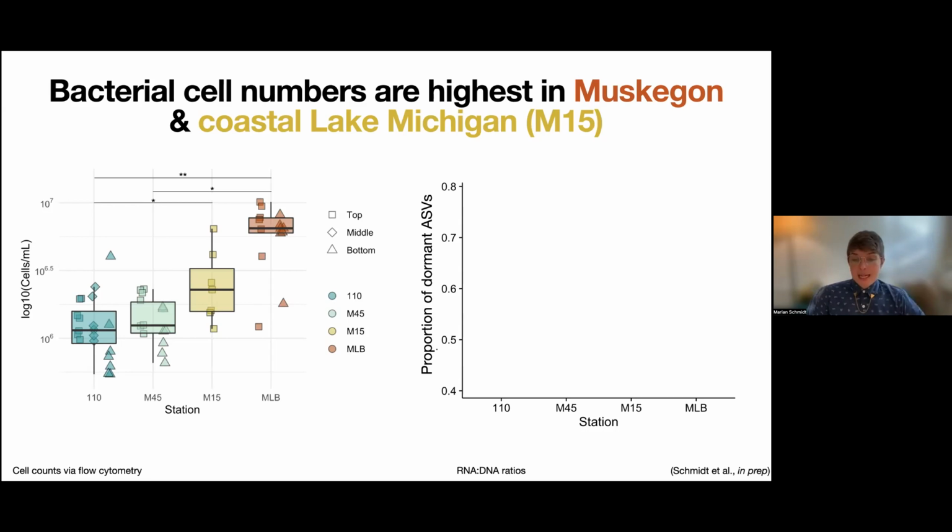If we take the analyses from the high throughput sequencing data and look at which ones are more abundant in the RNA versus the DNA, then we can get a sense of each of the OTUs, or in this case, I was making ASVs, amplicon sequence variants, but we can kind of think of them as the same. And here I'm going to show you the proportion of dormant ASVs or taxa.